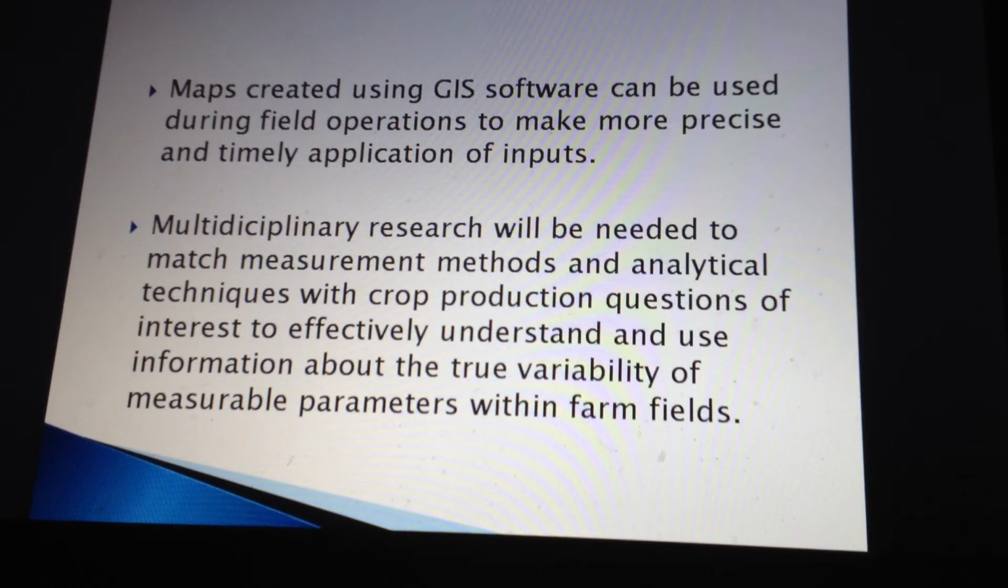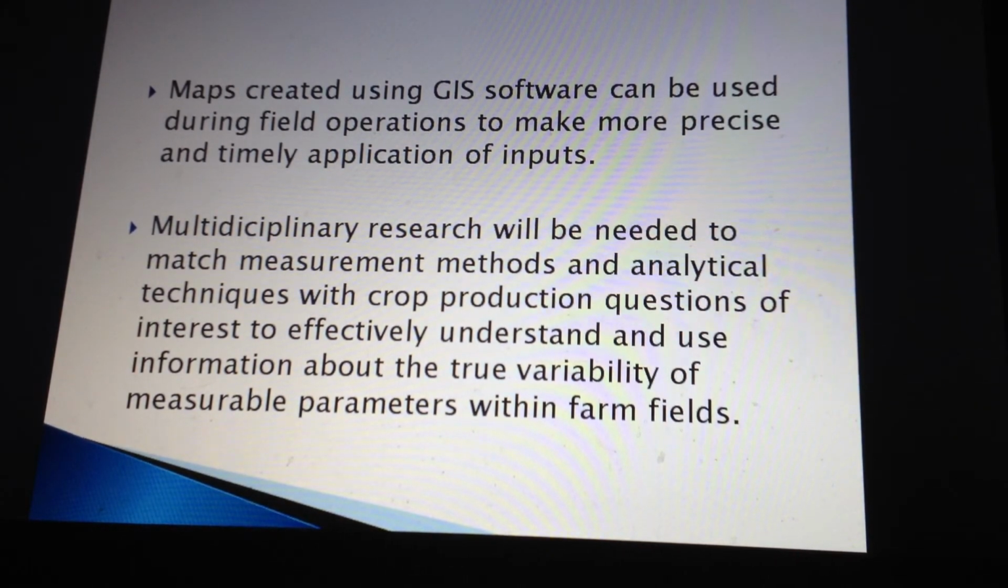Multidisciplinary research will be needed to match measurement methods and analytical techniques with crop production questions of interest, to effectively understand and use information about the true variability of measurable parameters within farm fields.